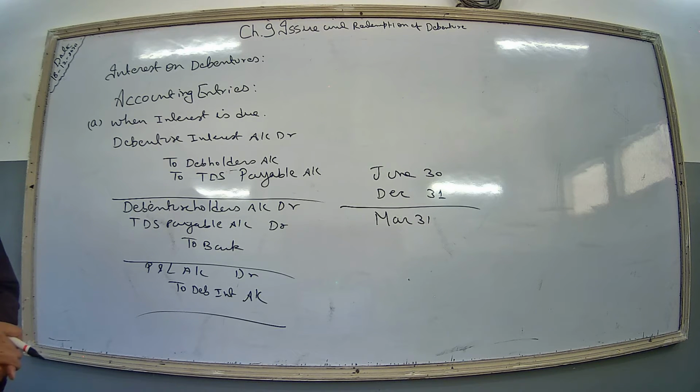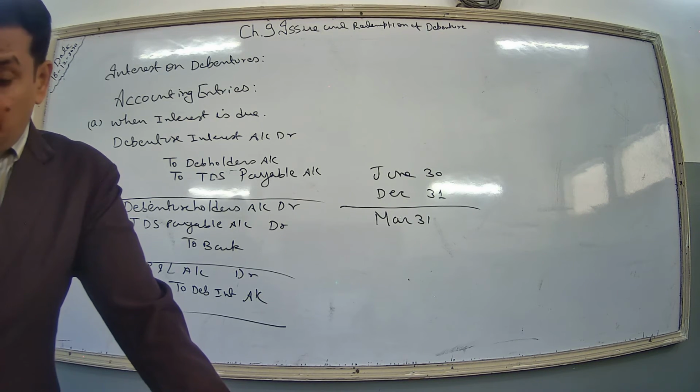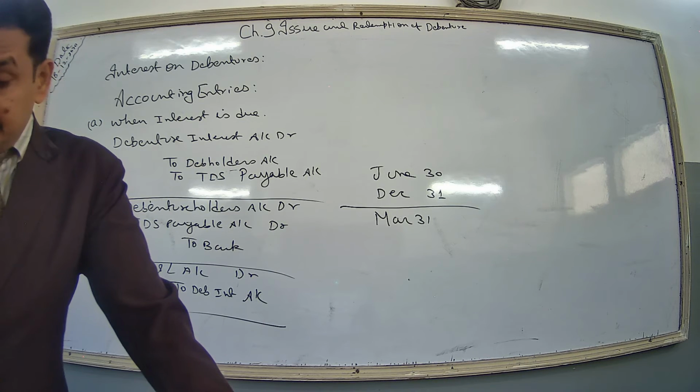Times Limited issued 15,000 10% debentures of 100 each on 1st April 2016. The issue was fully subscribed. According to the terms of issue, interest is payable on a half yearly basis. Pass journal entries at the year end 2017. Ignore TDS. Here TDS is ignored in this example.